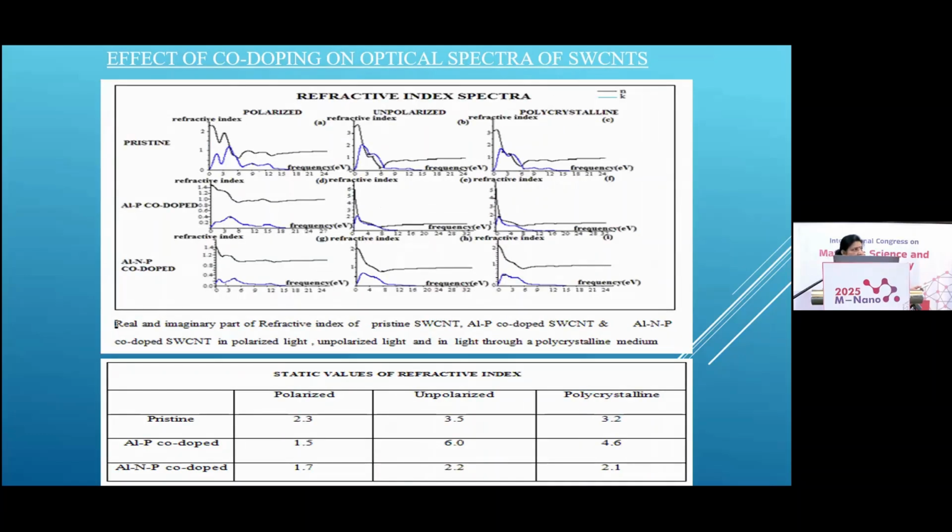These are refractive index spectra. Similarly, those have been calculated over the stabilized structures. In this case also, you can see the pattern is different for the polarized light, and different for the unpolarized light.